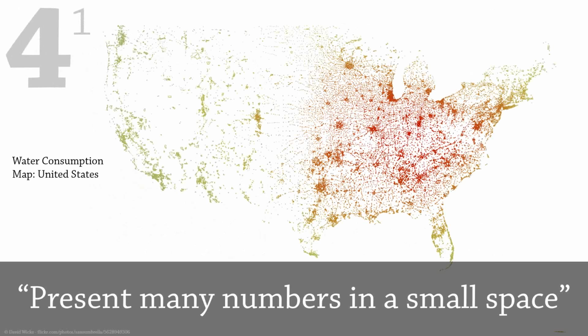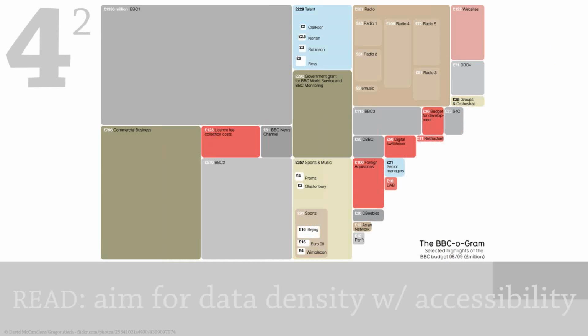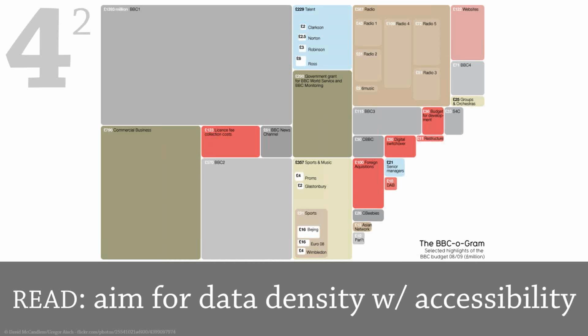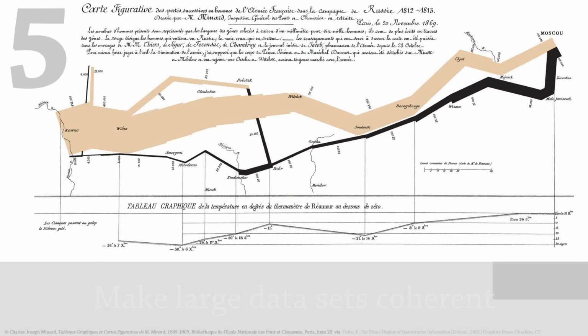The point here from Doherty is to aim for data density, but make sure that that data is accessible. So that you're not just sort of spamming them with information, but you're making sure that data is actually useful and usable.